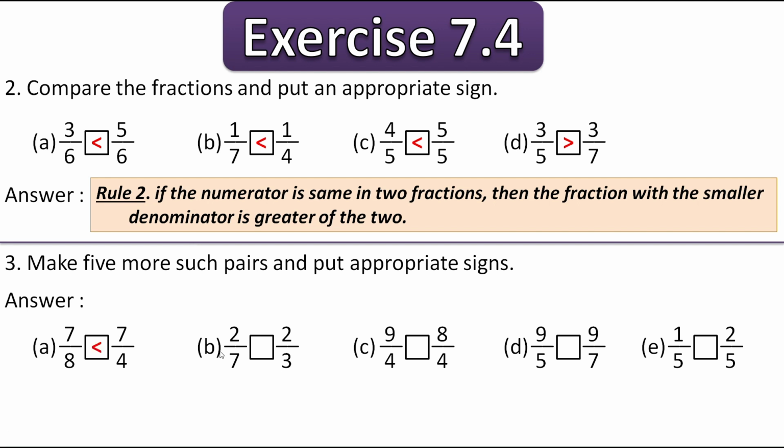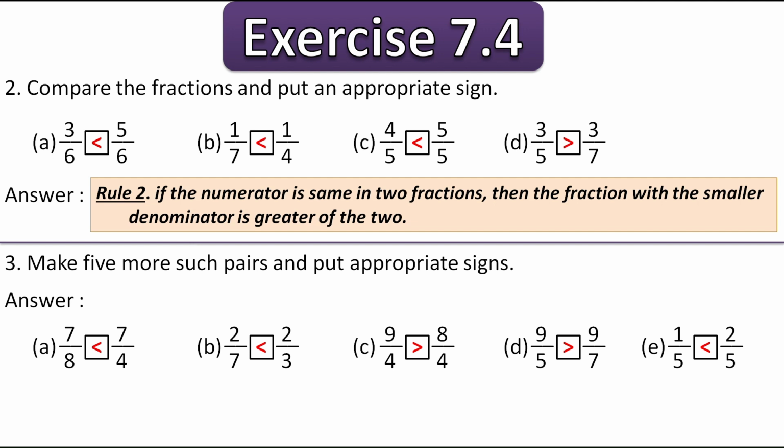Here numerators are the same. So 2 upon 3 is greater than 2 upon 7. Here denominators are the same. So 9 upon 4 is greater than 8 upon 4. Here numerators are the same. Therefore 9 upon 5 is greater than 9 upon 7. Here denominators are the same. Therefore 1 upon 5 is less than 2 upon 5. Just don't get confused. Use these two rules and you will be able to solve this exercise.